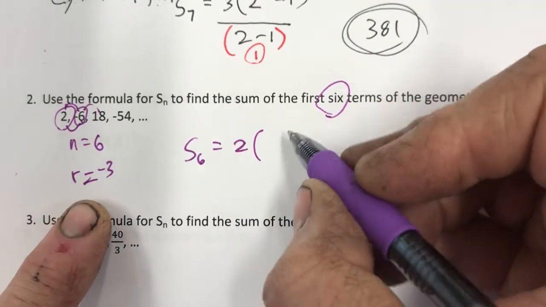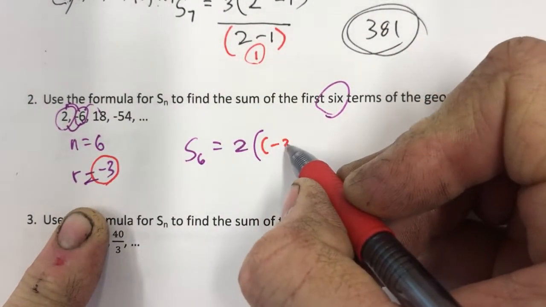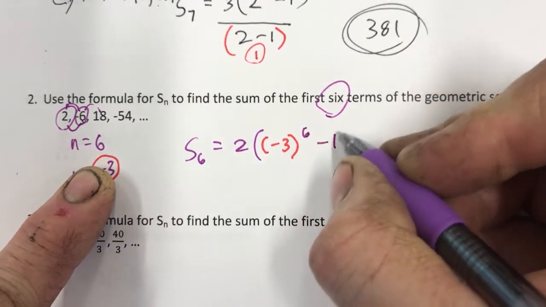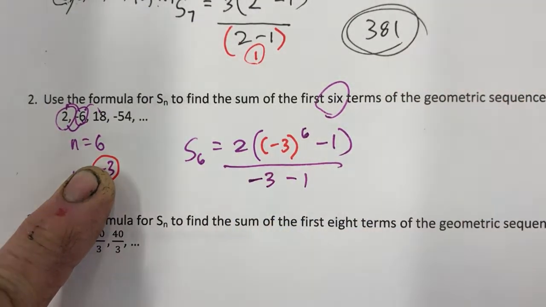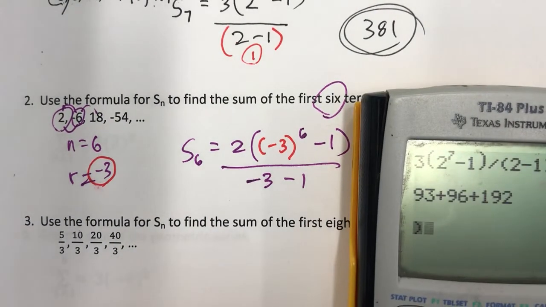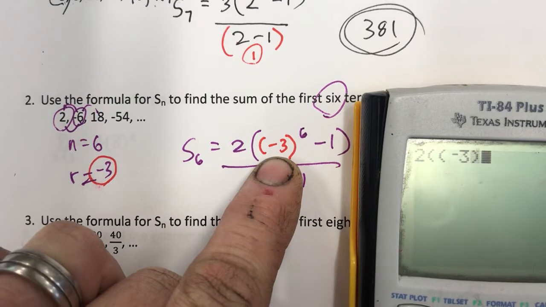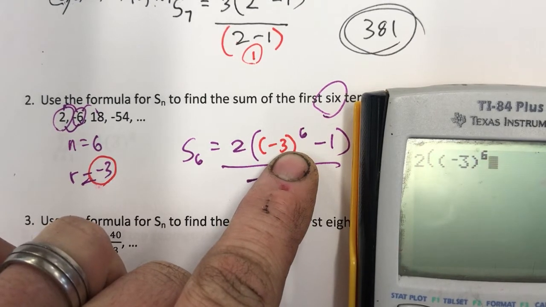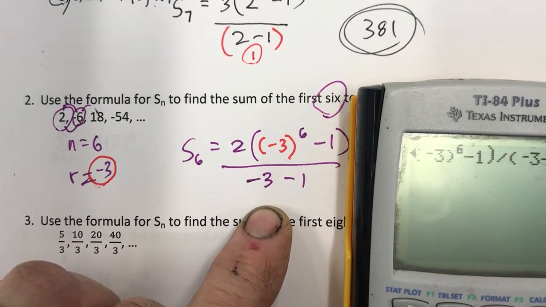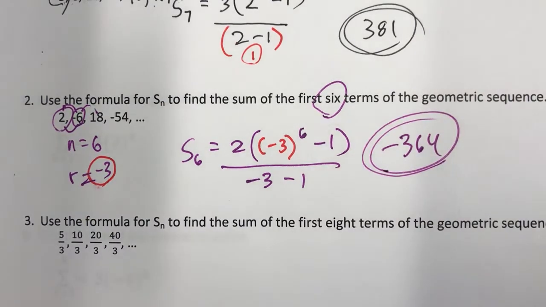Then I have negative 3. Now here's one thing here. Since this R is negative, I'm going to have to put parentheses around that negative 3. It's to the 6th power minus 1, and then it's divided by negative 3 minus 1. But when I do this to the 6th power, that's going to have to be in parentheses. So let's see here. 2, and then parentheses, -3, parentheses to the 6th power, then -1, and then divide by -3 minus 1. And there we go, -364. There's my sum.